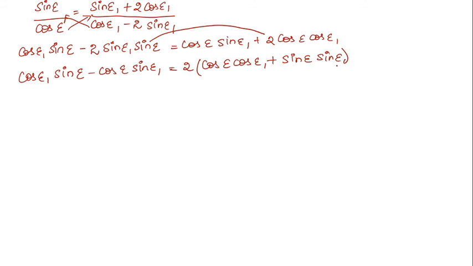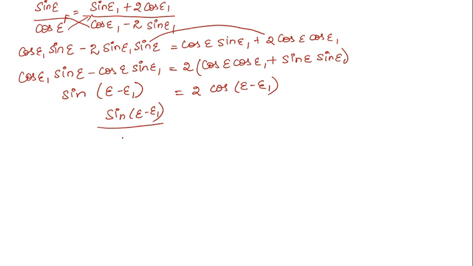So look at this, these are formulas of sin and cos. So this can be written as sin of a minus b, so sin of epsilon minus epsilon 1, which is equal to 2 into cos of a minus b, so epsilon minus epsilon 1. We are in need of tan, so it will be sin of epsilon minus epsilon 1 divided by cos of epsilon minus epsilon 1, which is equal to 2. So sin and cos will give you tan. So tan of epsilon minus epsilon 1 is equal to 2. So epsilon minus epsilon 1 is equal to tan inverse of 2.